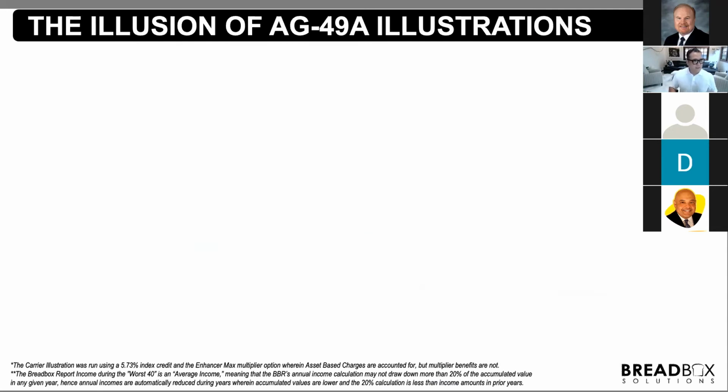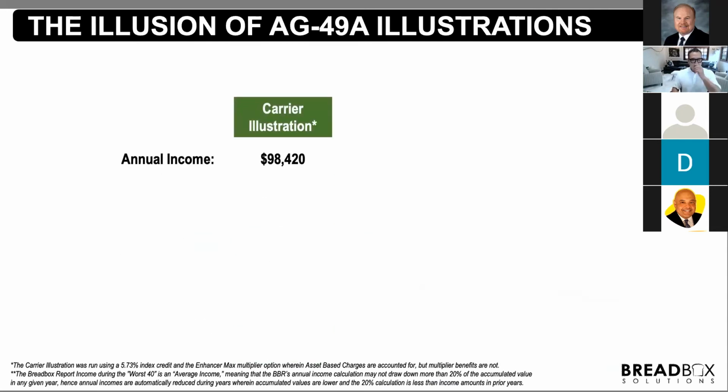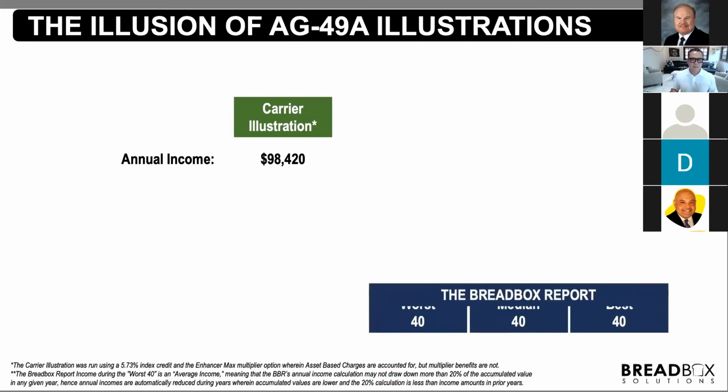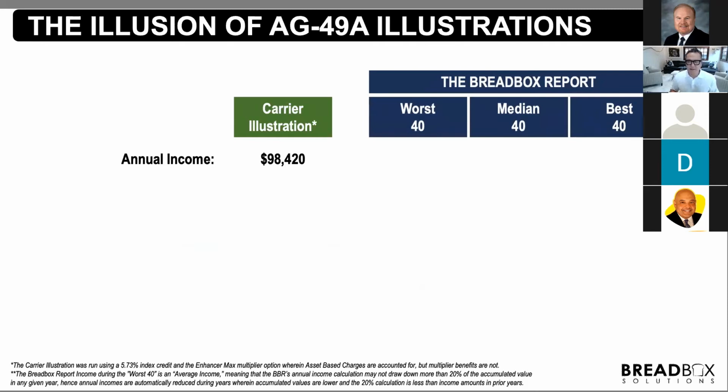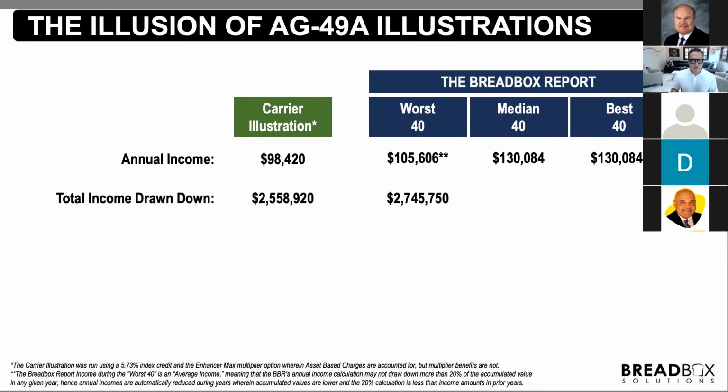So if we look at kind of a summary grid here, this is the carrier illustration income drawdown. This was when we actually ran the carrier illustration using the enhancer max multiplier. If we look at the worst, median, and best 40-year periods in the Breadbox report, very, very different outcome. And check out the total income drawdown difference between the carrier illustration and the worst 40-year Breadbox report. But then let's look at the median and best case versions.